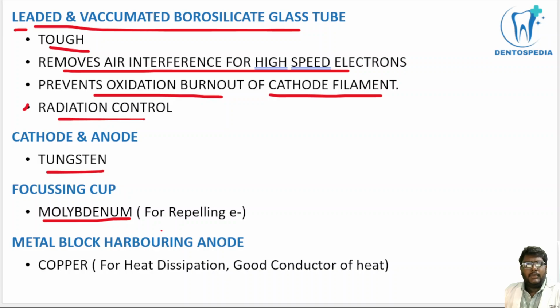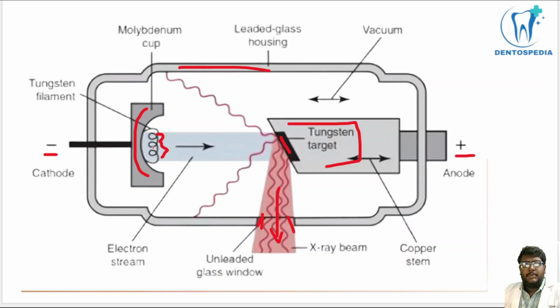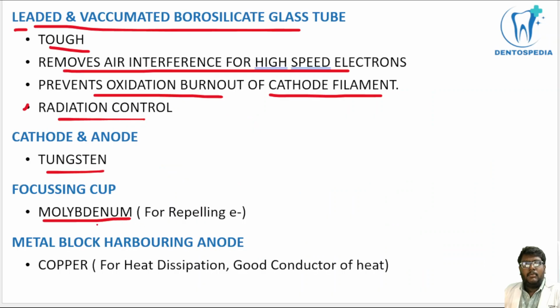So we have discussed, right, that in the process of X-ray production, high-speed electrons are generated from the cathode. Molybdenum, as it is electrostatically negative, helps in focusing the electrons. We can say the molybdenum focusing cup directs the electrons towards the anode. Okay, and what is the purpose of copper? It helps in heat dissipation and it is a good conductor of heat.